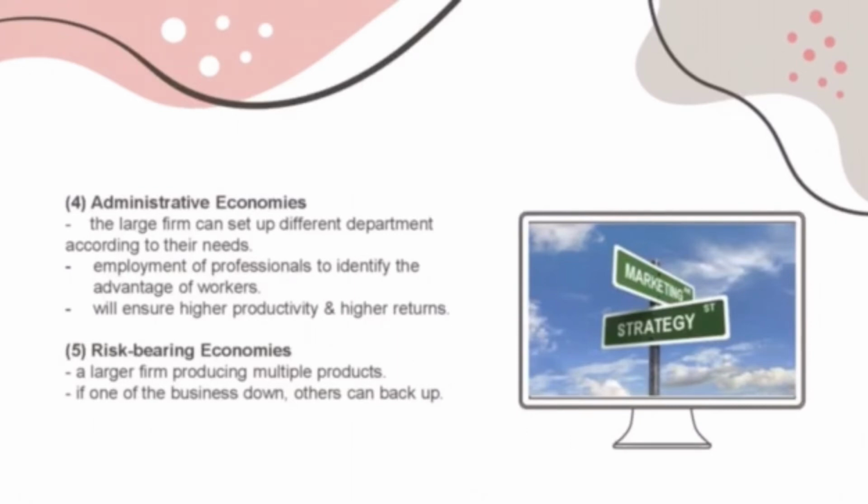The last one is risk-bearing economies. Risk-bearing economies is a large firm producing multiple products such as Samsung that produce more than one product such as phone, refrigerator, and so on. If one of the businesses gets down, others can act as a backup.